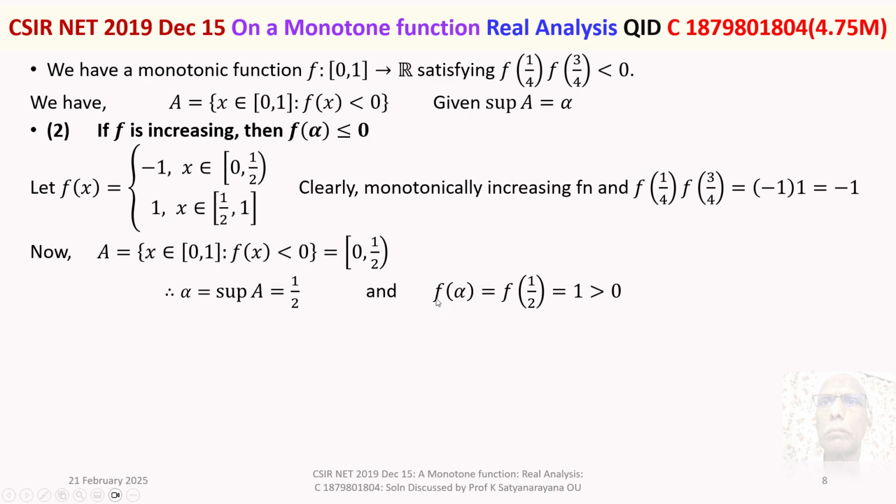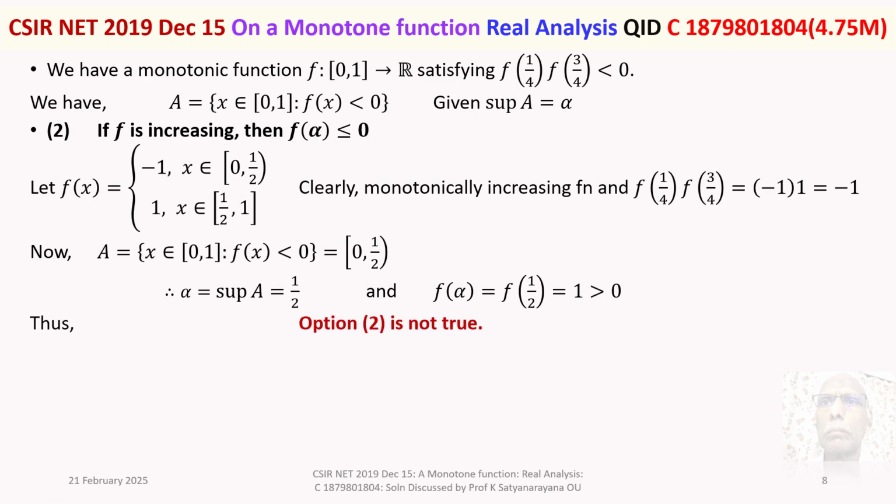So, now f of alpha will be equal to f of 1 by 2, because alpha is 1 by 2. F of 1 by 2 value is coming as 1 from here. But 1 is greater than 0. But in your option, it is given f of alpha less than or equal to 0. But we got f of alpha strictly greater than 0. Therefore, option 2 is not true.